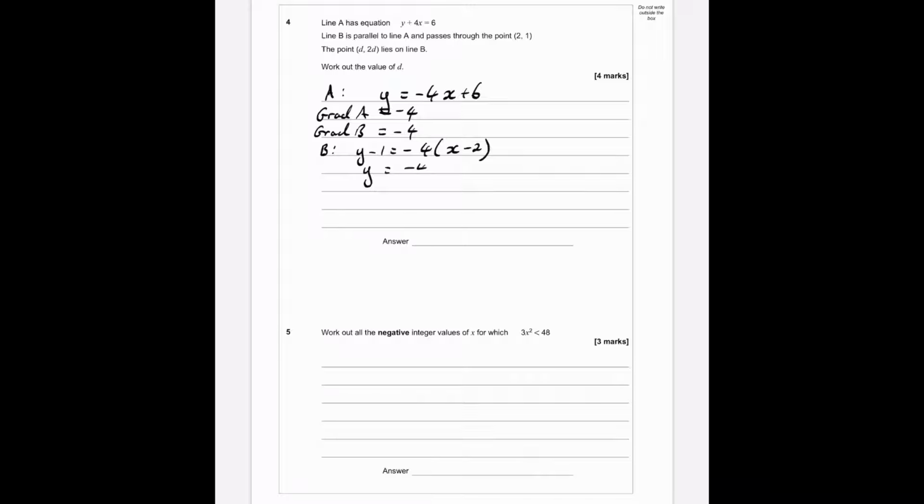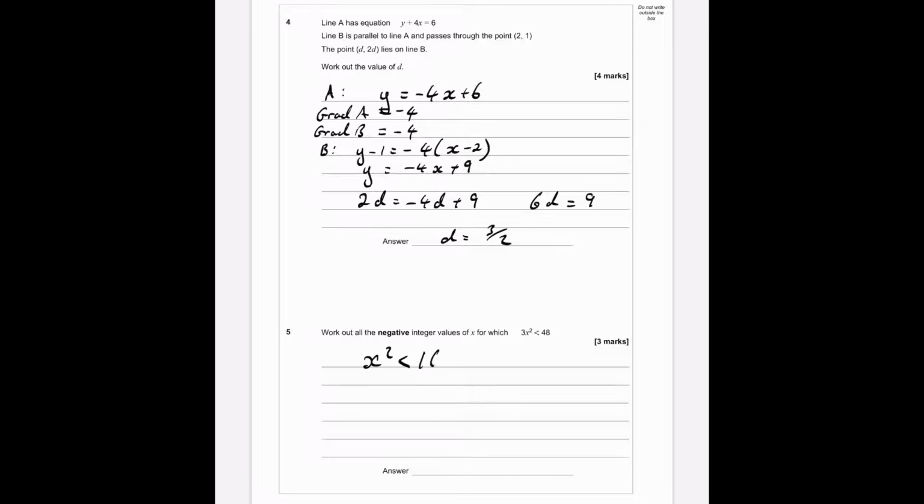x is d when y is 2d, so we can take our simplified equation and substitute y for 2d, substitute x for d, so 2d equals -4 times d plus 9. Add 4d to both sides, 6d equals 9, so therefore d must be equal to 9 over 6, or 3 over 2, or 1.5. Any of the above is absolutely fine.